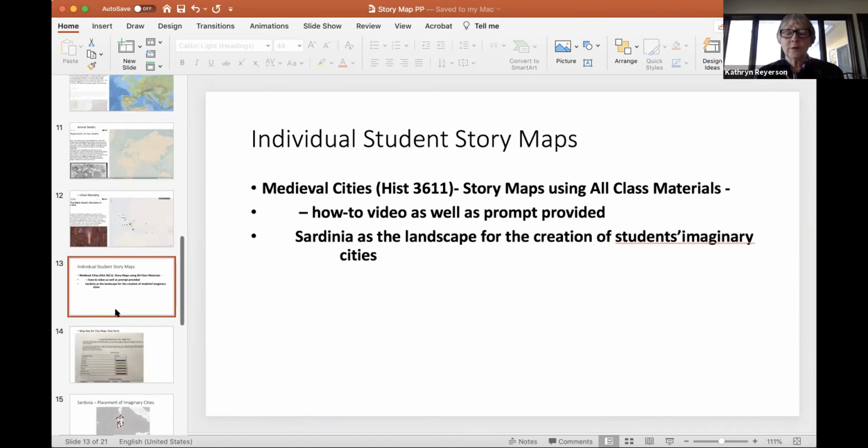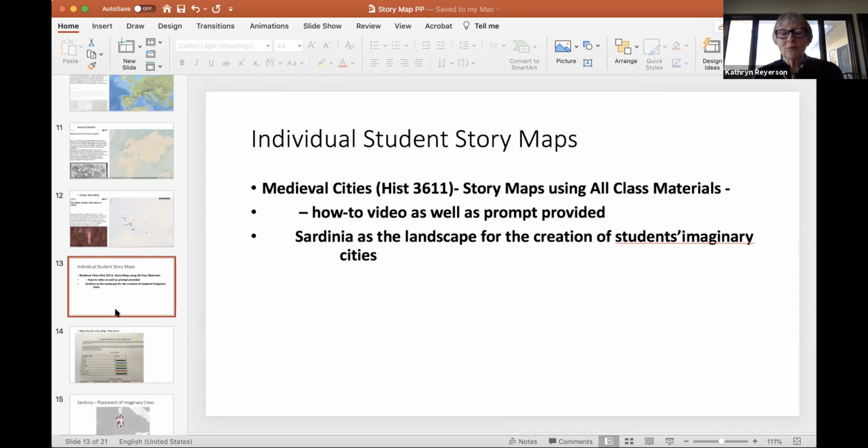In discussion with Chris, but it was really Chris's idea, we came up with the location of Sardinia as a landscape for the creation of the students' imaginary cities. Sardinia is probably one of the least urbanized of sites in medieval Europe. And so it made an interesting sort of experimental landscape.